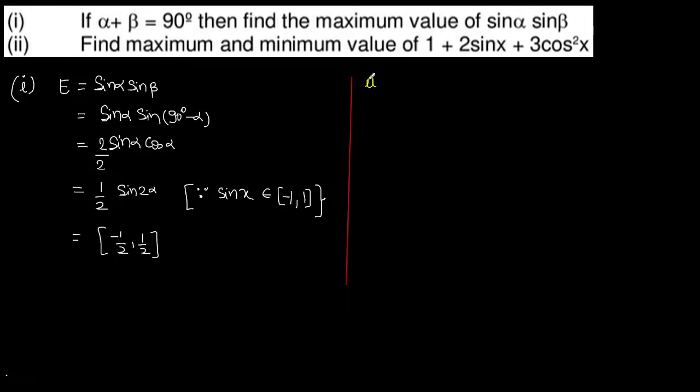So second one, if we consider this expression as E equal to 1 plus 2 sin x plus 3 cos square x. So this is the type 2. We'll solve this question. First we'll go to type 2. Yes, this is falling in type 2. So we'll take this example.